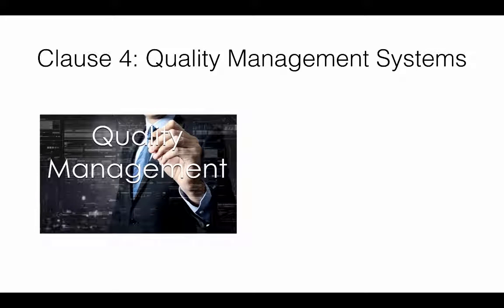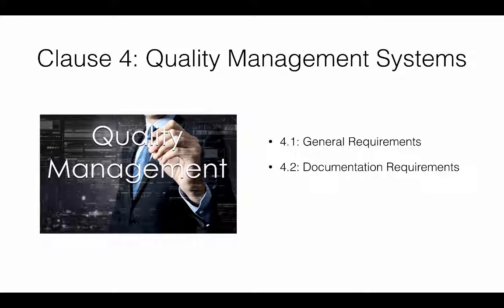Beginning with Clause 4, Quality Management Systems, is really where the meat of the standard begins, and where we will really get into the applicable requirements. The 2 main subclauses of Section 4 are the general requirements and documentation requirements. An organization must establish, document, implement, and maintain a quality management system, and also take steps to continually improve it in accordance with the requirements of the ISO 9001 standard.